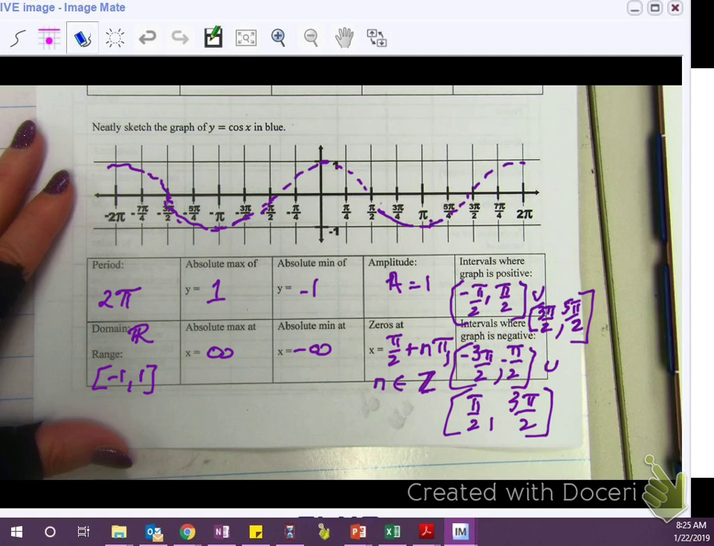So why is the domain all real numbers? Because it is a sine wave, it never ends. Have you studied waves in some of your science classes? Sound waves, and they never end. So that's the shape of sound waves? This is the shape of the sine wave.